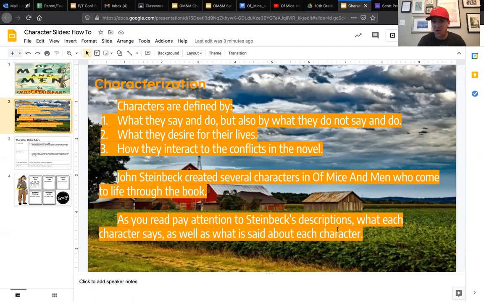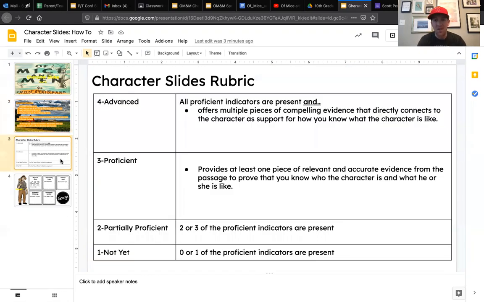So as you read, pay attention to Steinbeck's descriptions, what each character says, as well as what is said about each character, because there are people who notice us and know our true selves, and they will tell it like it is. John Steinbeck uses that phenomenally in his novel, because sometimes we don't know who we are. It's like you can't see the forest for the trees, but our friends around us can say it. Steinbeck does that because it's like real life. So as you're reading, to gain full points, you're going to want to pay attention to that.